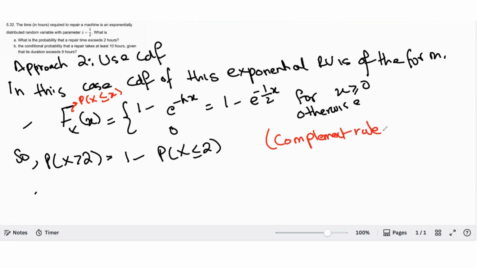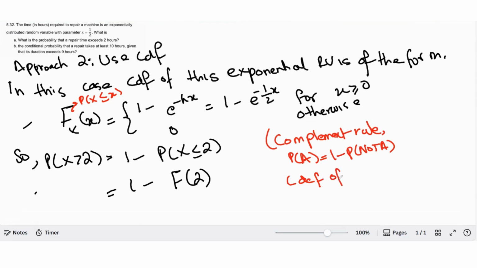The complement rule says probability of A is 1 minus probability of not A. So here we have applied the complement rule. Once we apply it, we can apply the definition of the CDF. So probability X is less than or equal to 2 is essentially F(2), by the definition of CDF, which is that F_X(x) is the probability X is less than or equal to x. That was the whole point. That's why we use the complement rule, so that we could get it in the form of CDF. Now we want to find F(2).